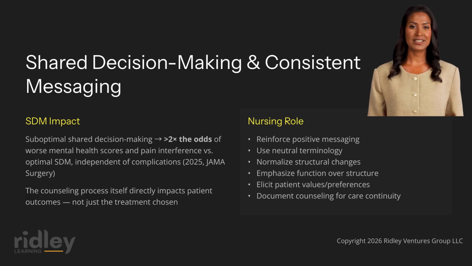Shared decision-making is central to the 2025 guideline recommendations for rotator cuff management. A 2025 study published in JAMA Surgery found that patients who reported suboptimal shared decision-making had more than twice the odds of worse mental health scores and pain interference compared to those reporting optimal shared decision-making, independent of whether complications occurred. That tells us something important. The counseling process itself, not just the treatment chosen, directly impacts patient outcomes.